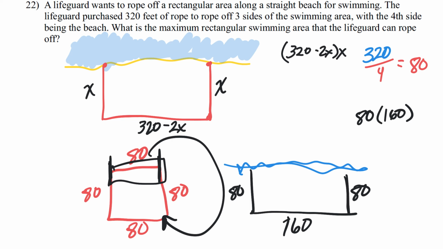When you multiply 80 times 160, what you get is 12,800 square feet. Nice little trick. Anytime you're trying to maximize a four-sided figure, it is a square. If you could make any shape, the maximum area you can get out of things is a circle. Now, it's hard to construct a circle with fencing, but that is accurate.